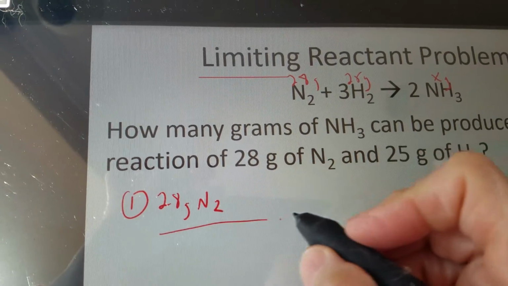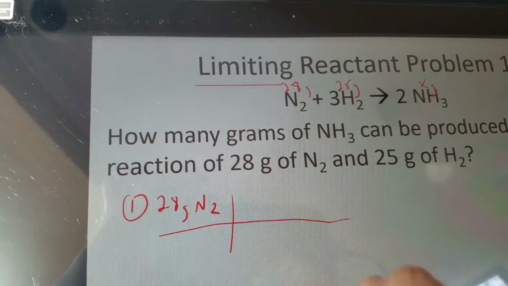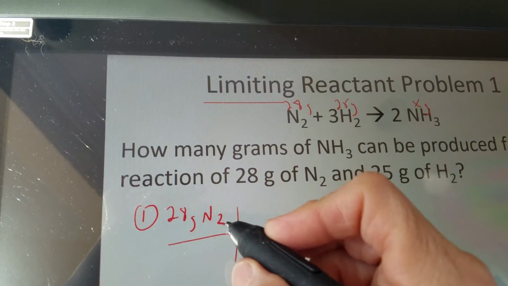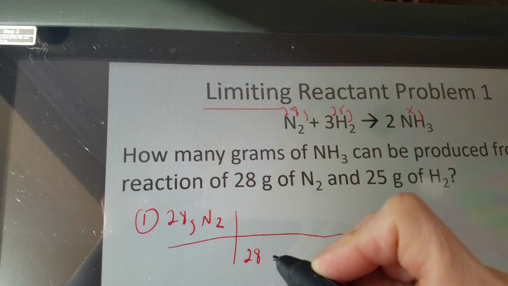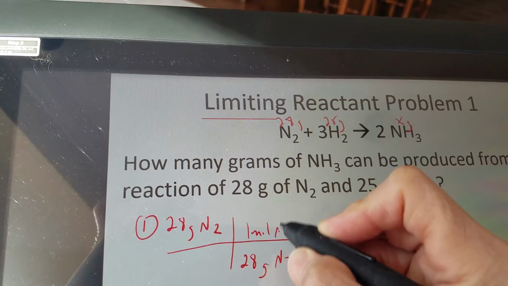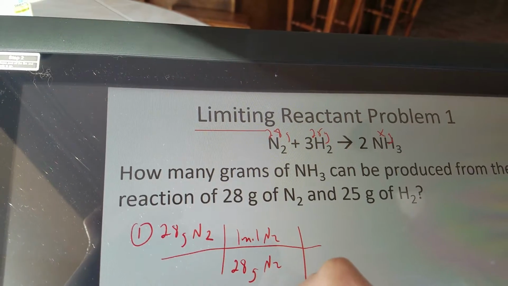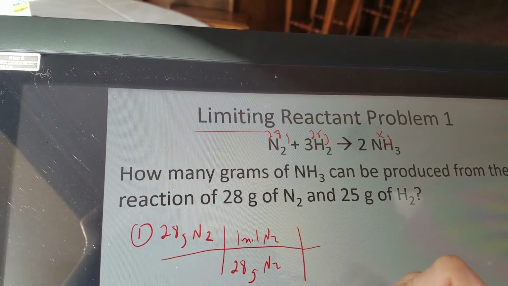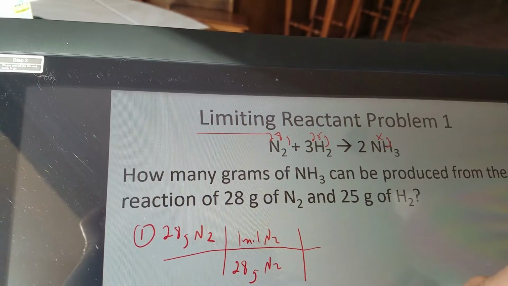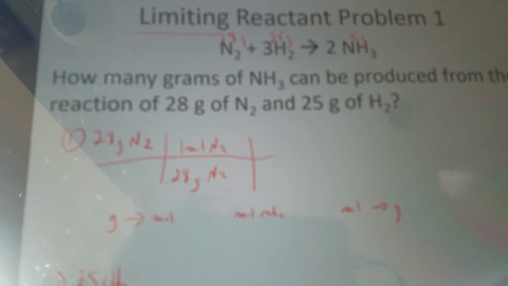So I'm going to start off with my 28 grams of nitrogen. I know that I have 2 nitrogens, which will be 28 if I multiply the 14, and 1 mole. So we're going to convert our grams to moles. This is what we've done before. We do grams to moles, then we do our mole ratio, and then we do moles back to grams. So you're still going to follow those same steps that we did earlier.